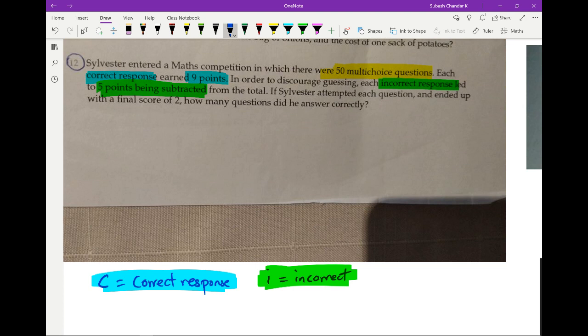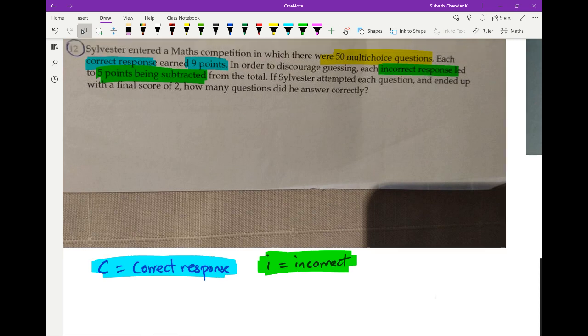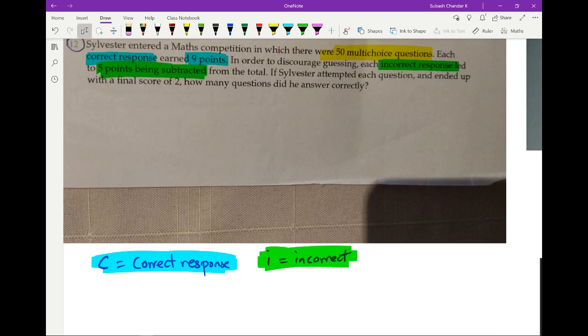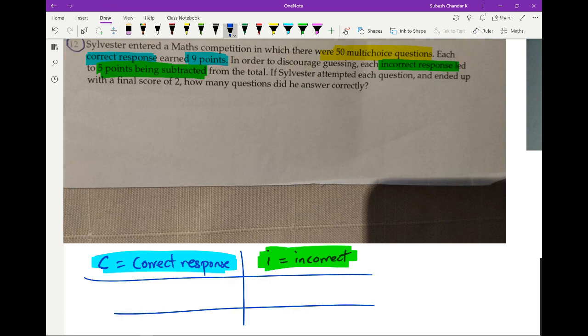So what we know is this. This is a way I teach my kids how to do simultaneous equations: I ask them to create a little table, like something like this. So C is the number of correct responses that he has. I is the incorrect questions. So if you look at the correct questions and the incorrect questions, the total of that is actually 50.